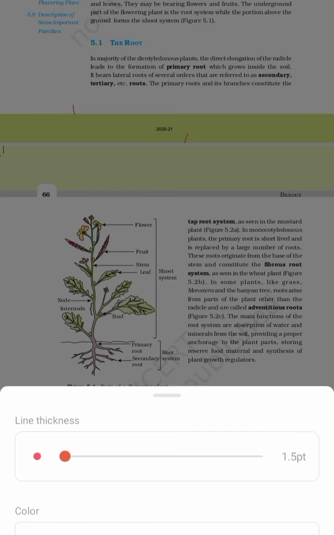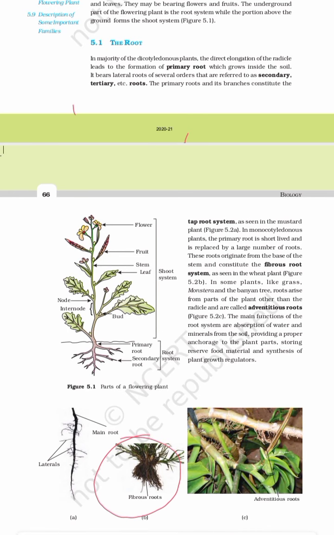So what do we mean by fibrous root system? It is seen over here. The primary root is small, then the secondary roots become much bigger, right? So it is a fibrous root system, where the roots develop not in a straight way. It is seen in a wheat plant. You can see it in Figure 5.2b. This is 5.2a, this is 5.2b, right?